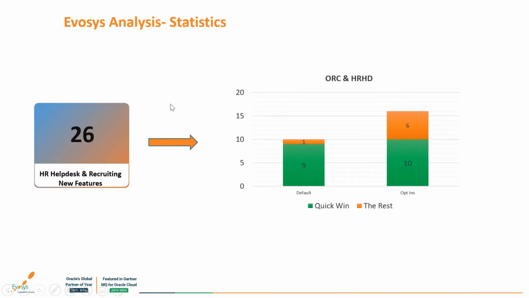So yeah, as per our analysis, we have divided the new features into quick wins and the rest. In total, we have 26 new features, which include HR help desk as well as recruiting new features. Based on our analysis, we have 19 quick wins and 7 rest features, which are important, but we need some forward configuration for those features. So moving forward to the next slide.